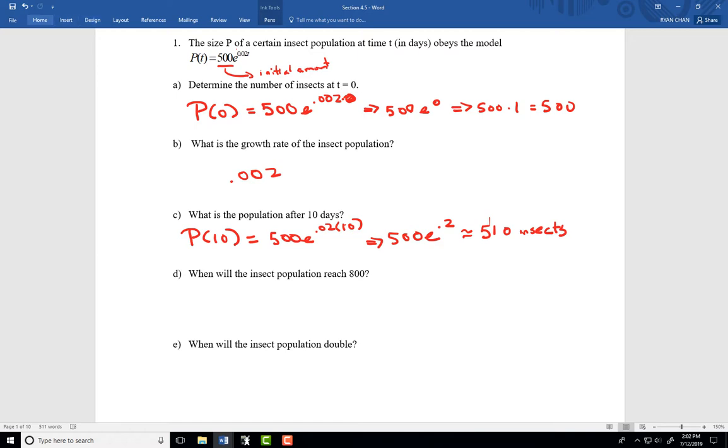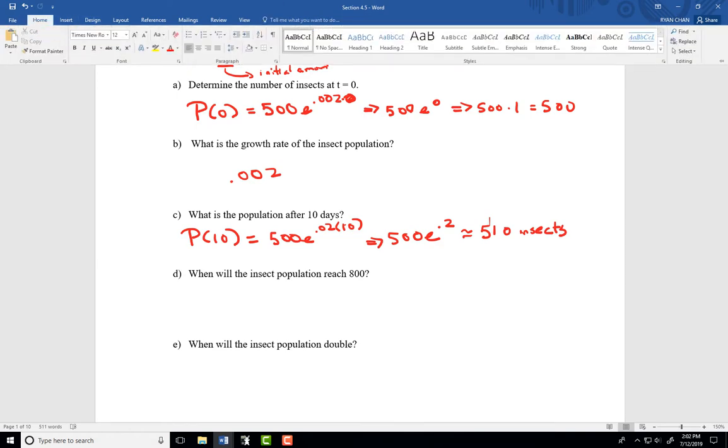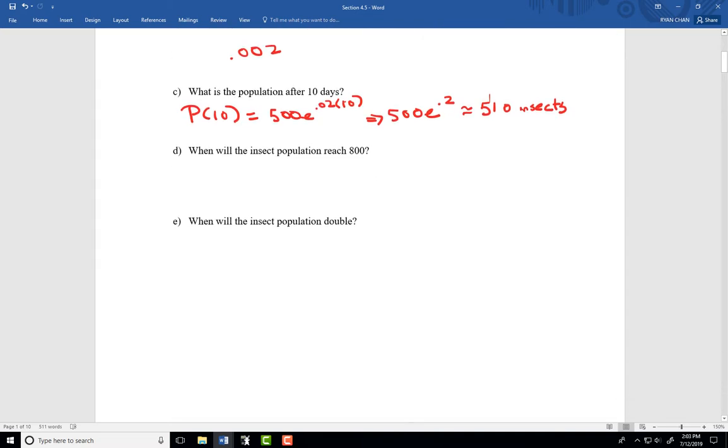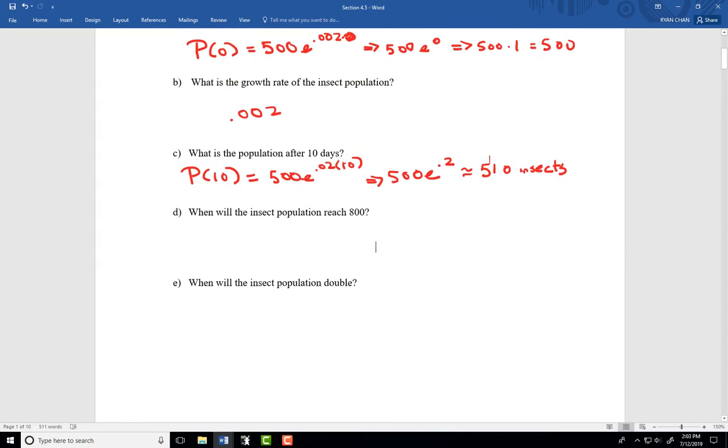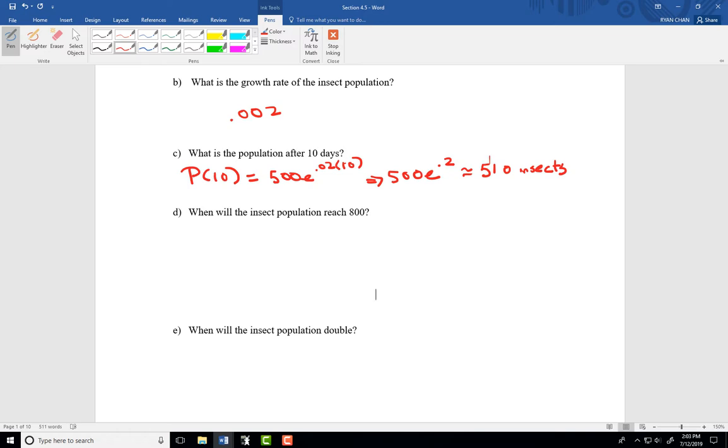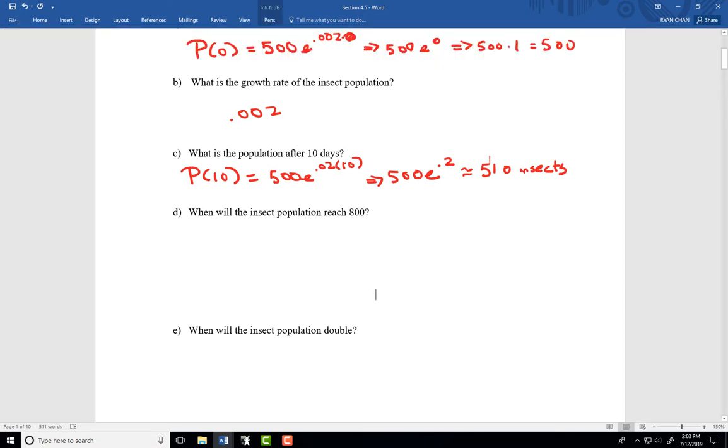The next ones tend to be a little bit more tricky, and this is a common theme you'll be asked to find. Part D says, when will the insect population reach 800? The 800 represents the new amount. So I'm going to say 800 is equal to 500 e to the 0.02t, and solve for t.